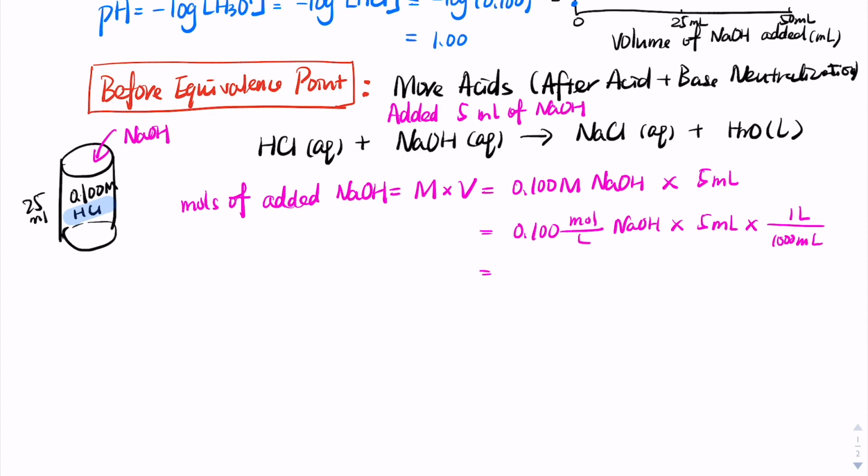After you do this, it turns out to be 5.0 times 10 to the power negative 4 moles of sodium hydroxide. That's how many moles of sodium hydroxide you added, and then I also need the moles of the HCl.